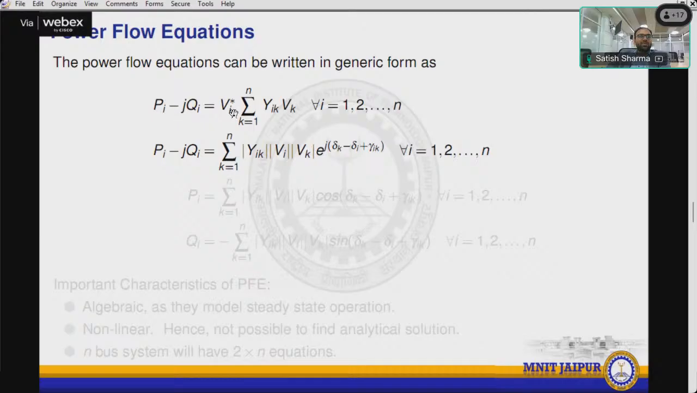If I move further, for this Pi plus jQi, in generalized form we can take Vi as common and summation over k, and write Yik Vk. So this is a simple formula, and then we can write it down in magnitude and e raised to the power of angle.